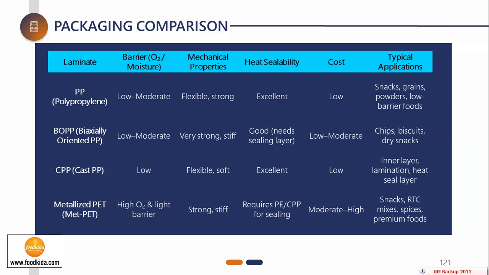We'll look at the structures later. Then you have METPET, metallized PET, which is polyethylene terephthalate, a polyester, a polycondensation polymer of terephthalic acid and ethylene glycol. It has high O2 and light barrier. It is strong and stiff. It requires polyethylene or cast PP for sealing. It has moderate to high cost. It is used in snacks, RTC mixes, spices, premium foods.